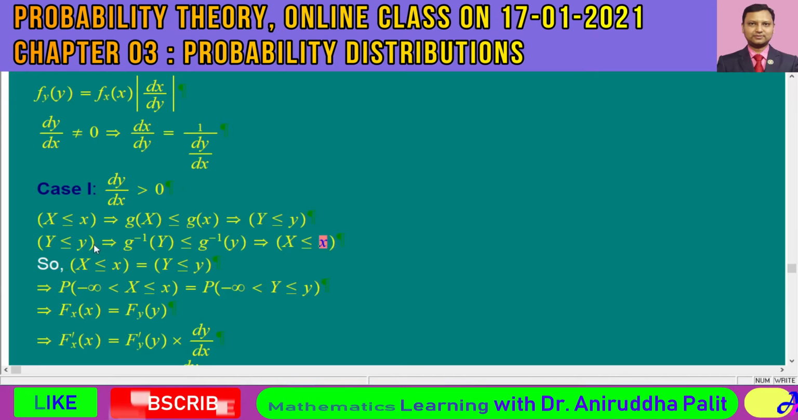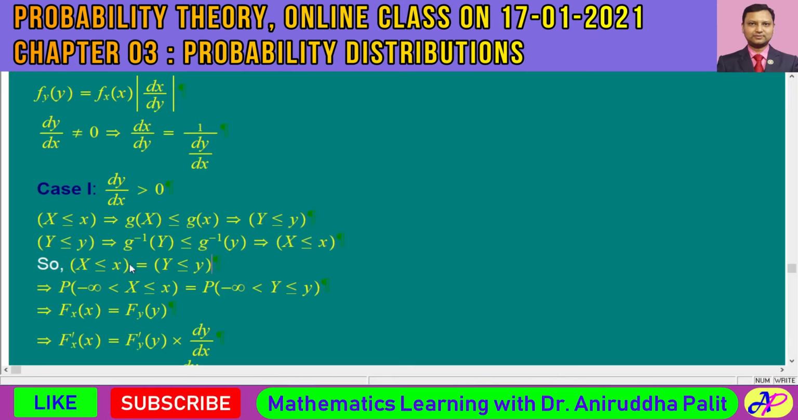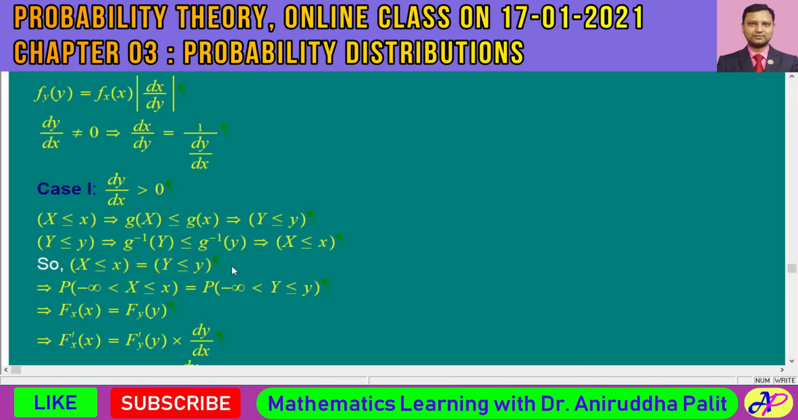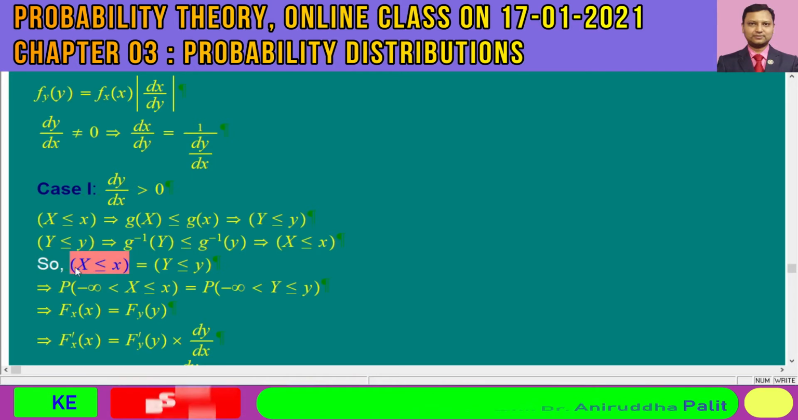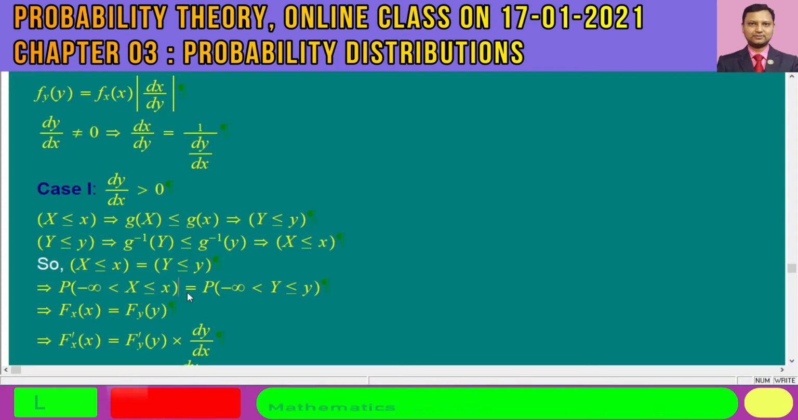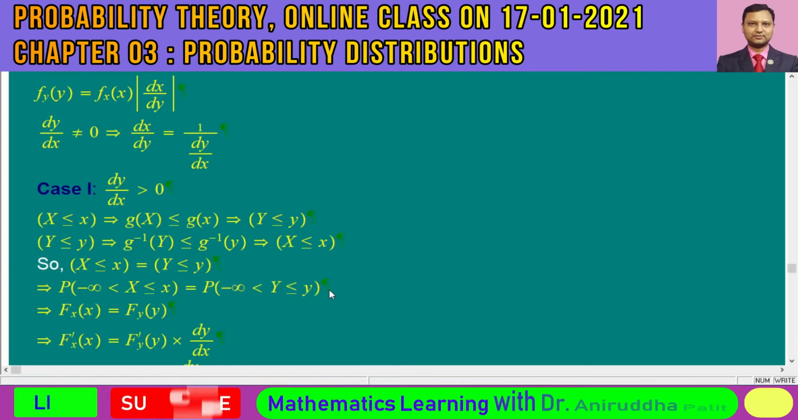Thus, what we observe is that y less than or equal to small y implies that capital X is less than or equal to small x. So we can say that capital X less than or equal to small x and capital Y less than or equal to small y are equivalent events, because one event implies the other. And therefore the probability of these two events, this event can be written in this way, that minus infinity less than capital X less than or equal to small x, and this can also be written in this way, that minus infinity less than capital Y less than or equal to small y. Therefore their probability must be the same.